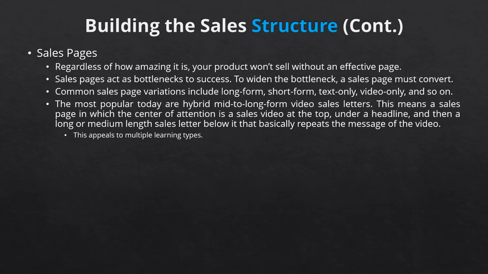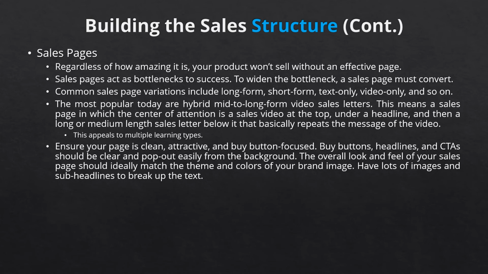Whatever style you choose, make sure to keep it clean-looking, attractive, and have every element and aspect of it pointing towards your main goal: conversions. Buy buttons, headlines, and calls to action, or CTAs, should be clear and pop out easily from the background, so ensure you're using contrasting colors. The overall look and feel of your sales page should ideally match the theme and colors of your brand image.